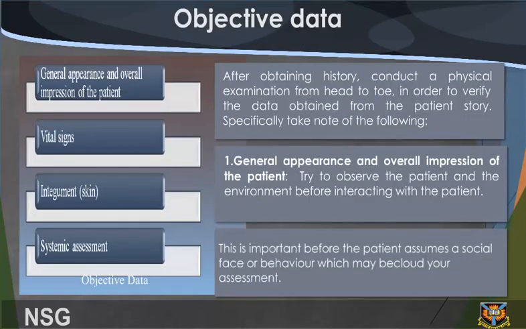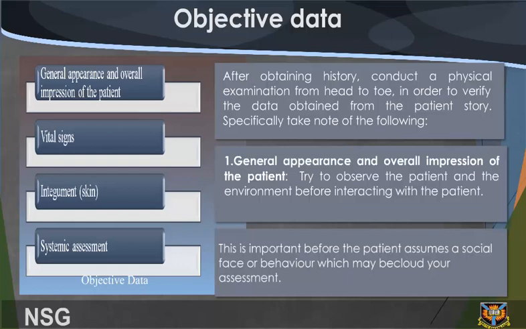Objective data. After obtaining history, conduct a physical examination from head to toe in order to verify the data obtained from the patient's story. Specifically, take note of the following. 1. General appearance and overall impression of the patient. 2. Vital signs. 3. Integument, skin. 4. Systemic assessments.